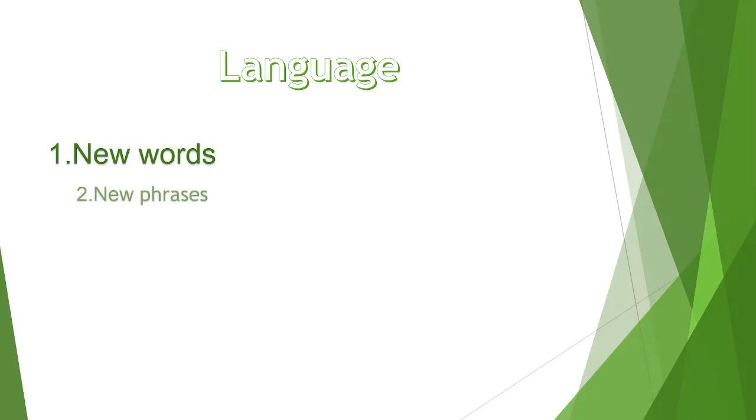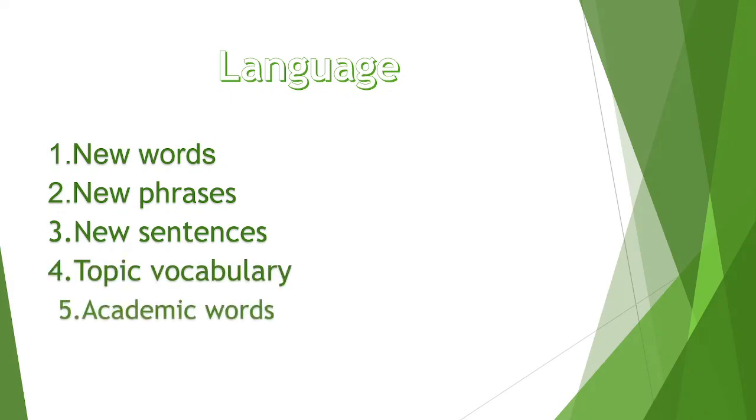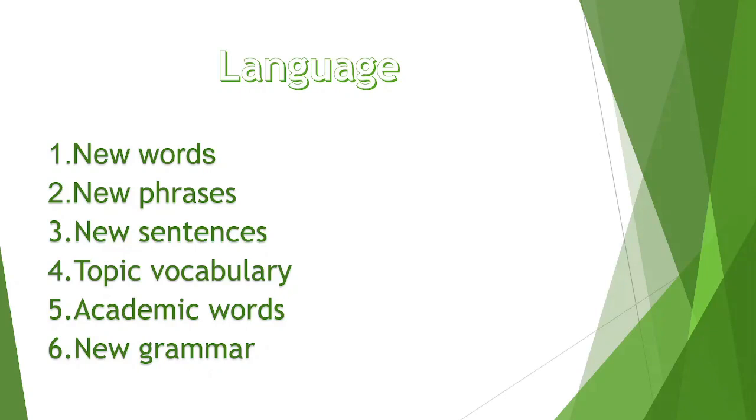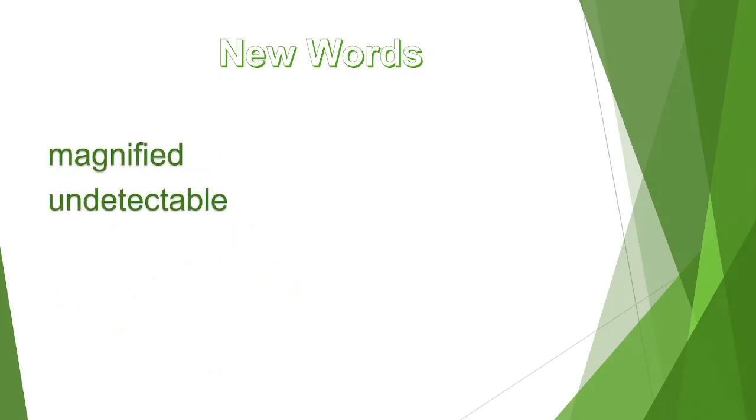1, new words. 2, new phrases. 3, new sentences. 4, topic vocabulary. 5, academic words. 6, new grammar. Then let's look at them in detail. First, new words. So in this reading, these might be the new words you are going to see. How many new words you have depends on your current English level, right? If your level is higher, then you might have fewer new words.